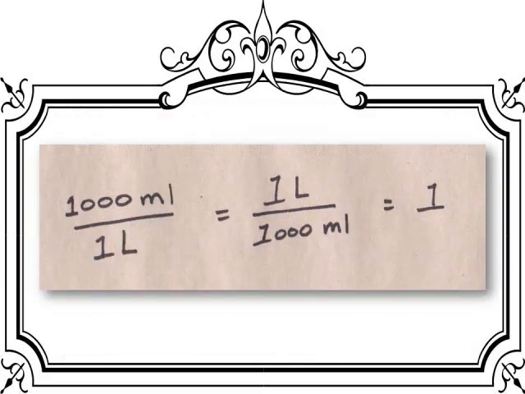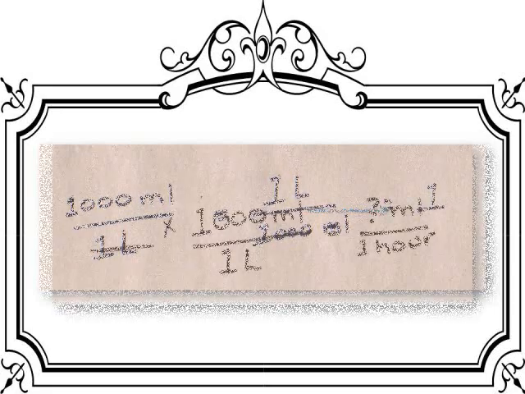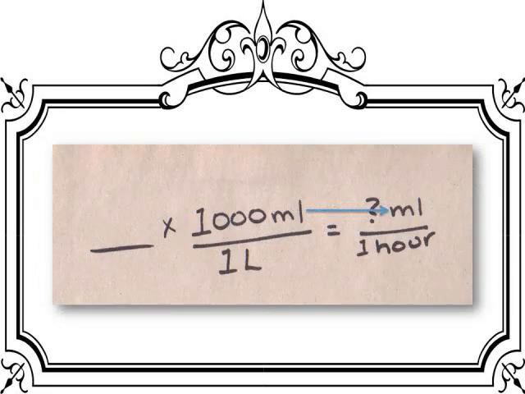Well, you know, 1,000 milliliters over 1 liter is the same as 1 liter over 1,000 milliliters, and they both equal 1. Which one are you going to choose? You want an answer with milliliters in the numerator, so you're choosing 1,000 milliliters over 1 liter.